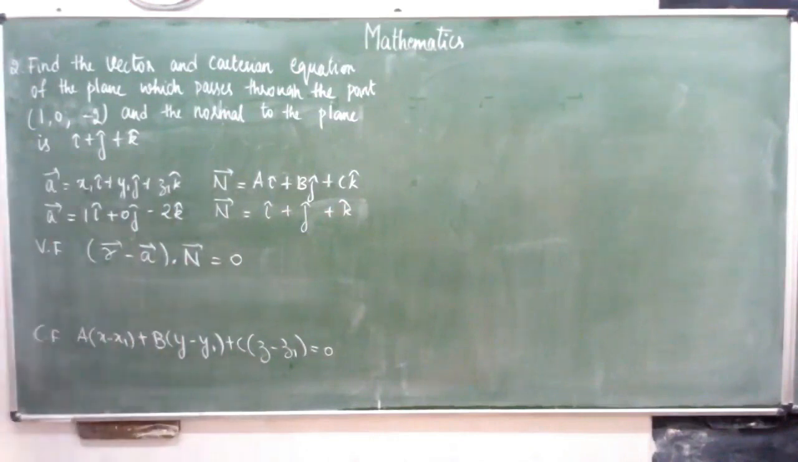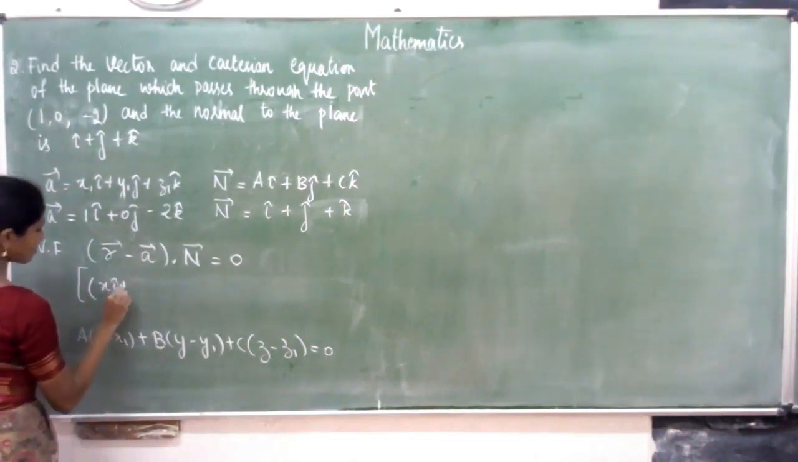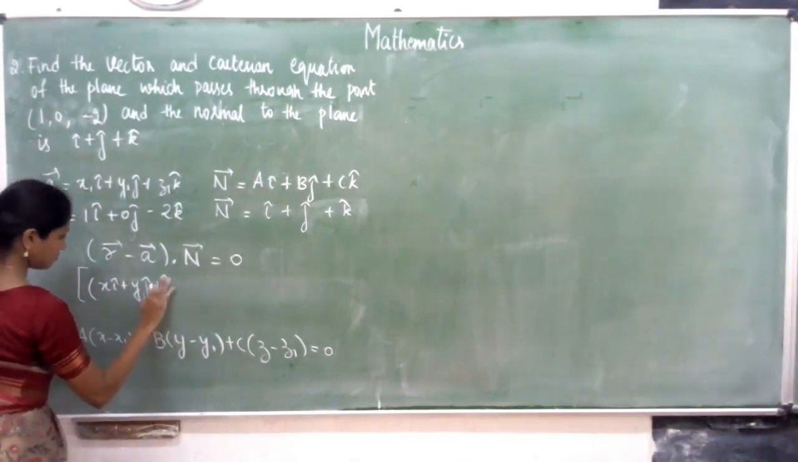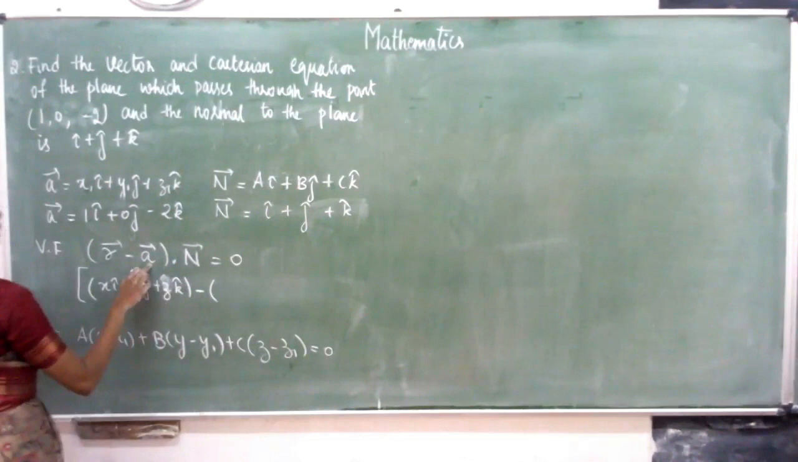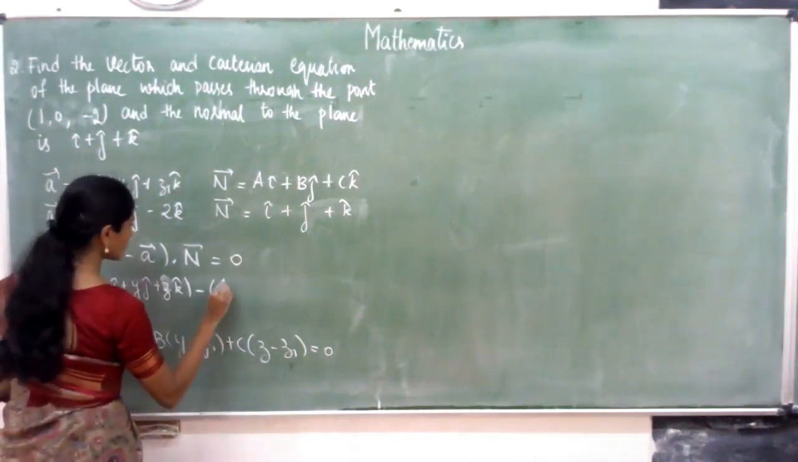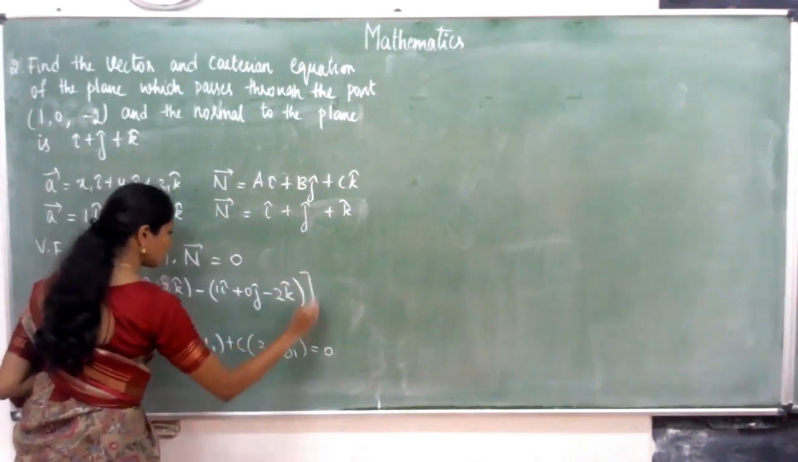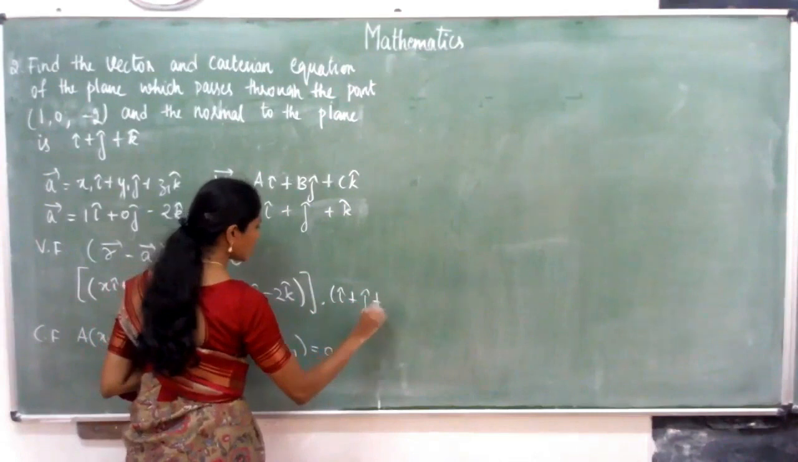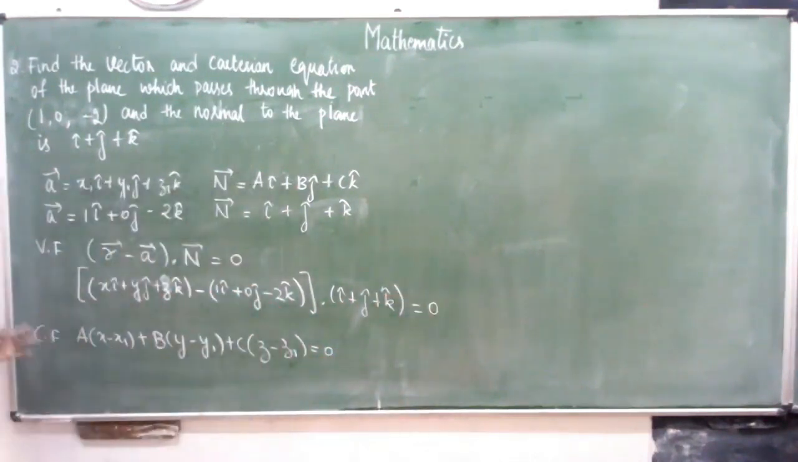Let us find its vector form first. Vector R, which is x i cap plus y j cap plus z k cap, minus vector A, where vector A is 1 i cap plus 0 j cap minus 2 k cap, dot vector N, i cap plus j cap plus k cap, is equal to 0. So this is your vector form.